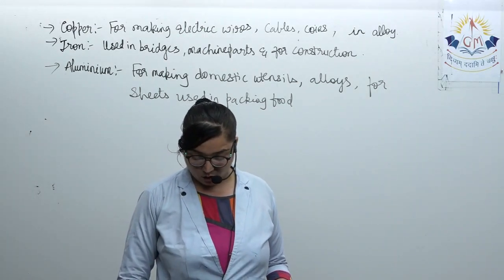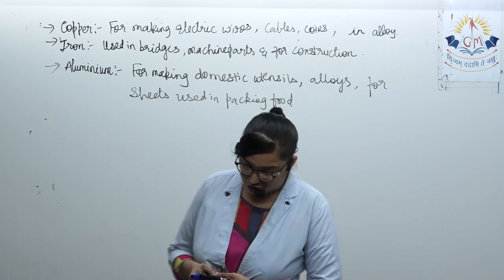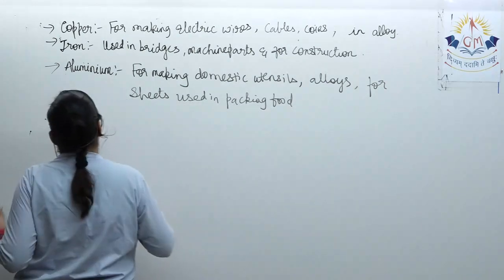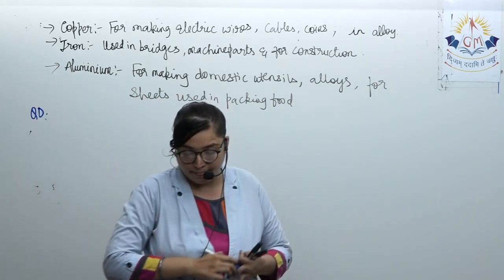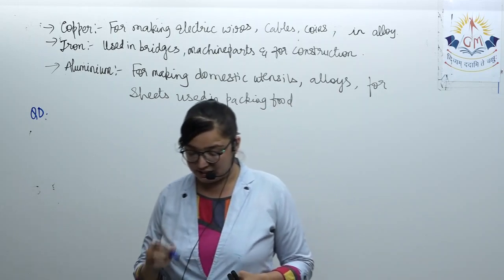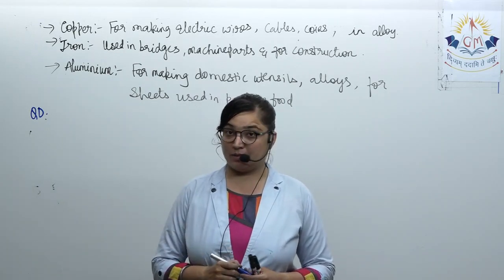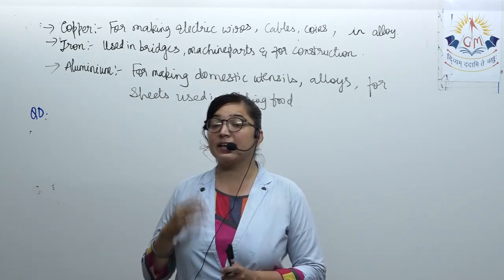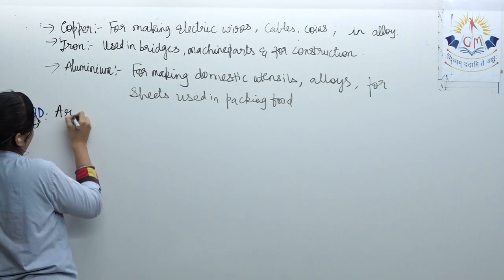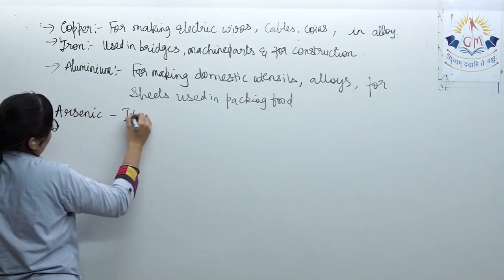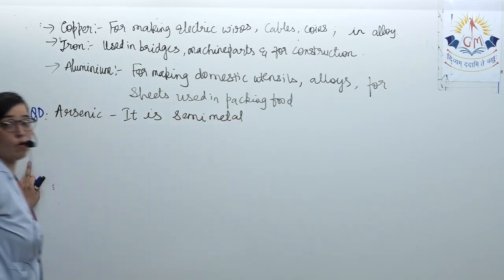Next, take the odd one out. Question D, take the odd one out. The very first one: hydrogen, oxygen, sulfur, arsenic and chlorine. In this, arsenic is the answer. Why? Because arsenic is a semi-metal, while all the others are non-metals. I hope it is clear.